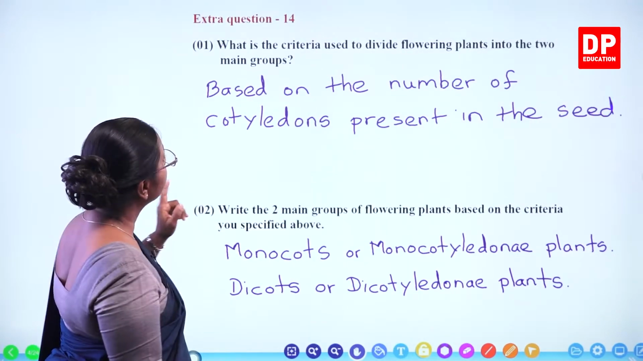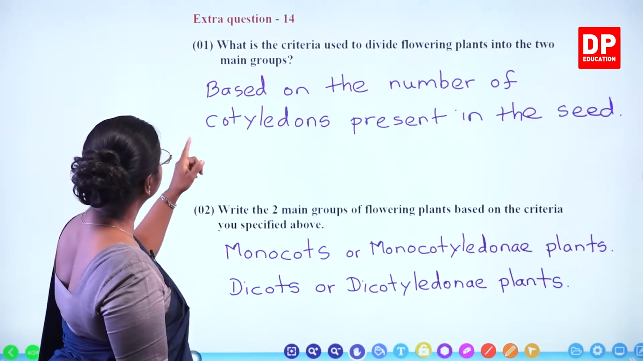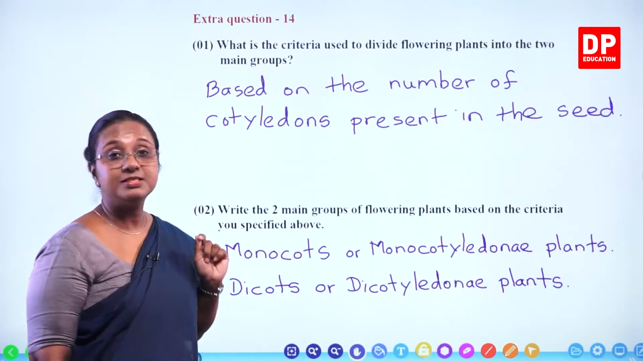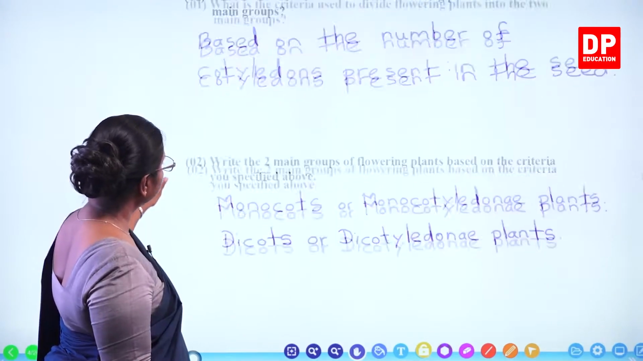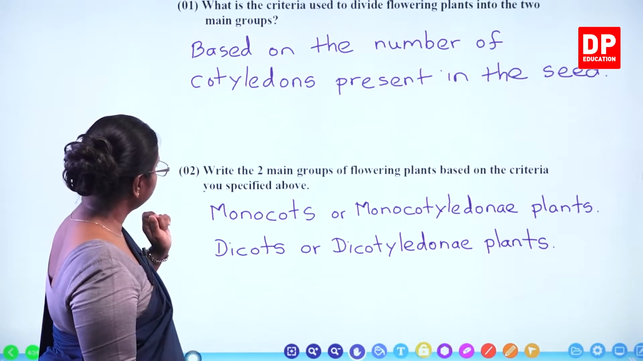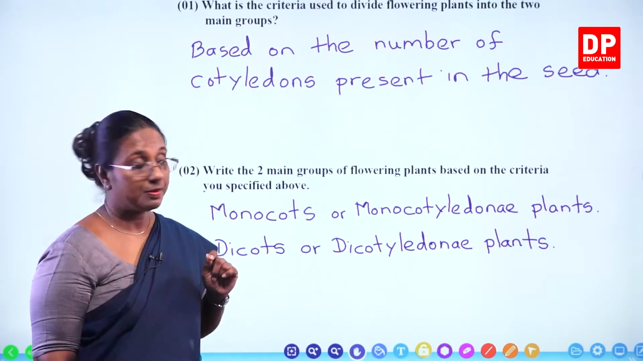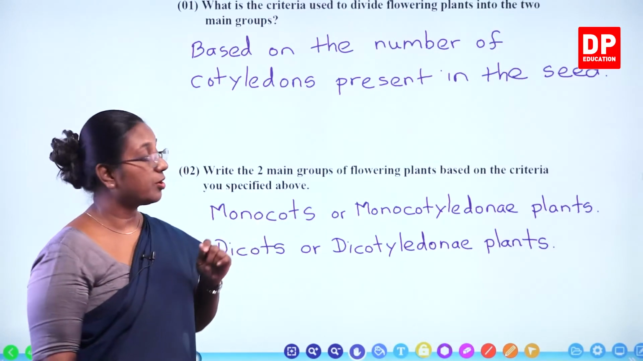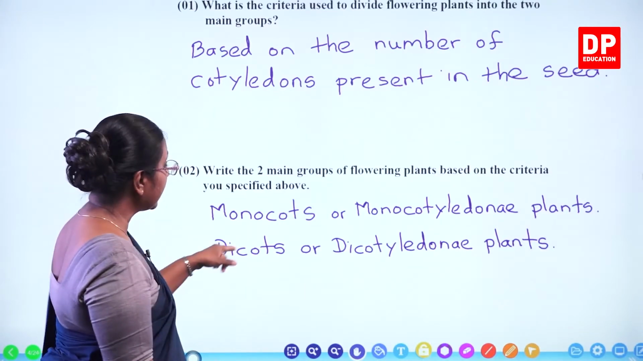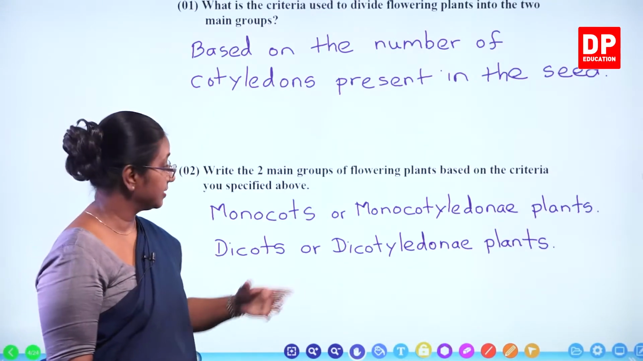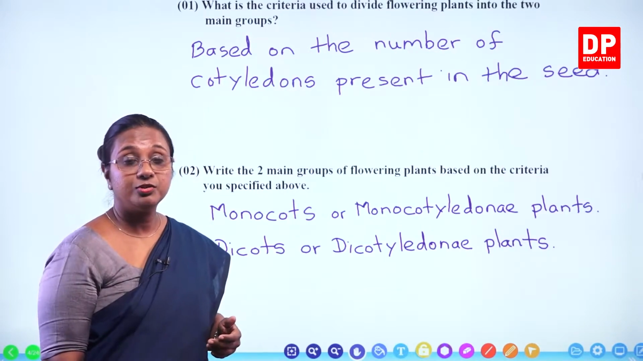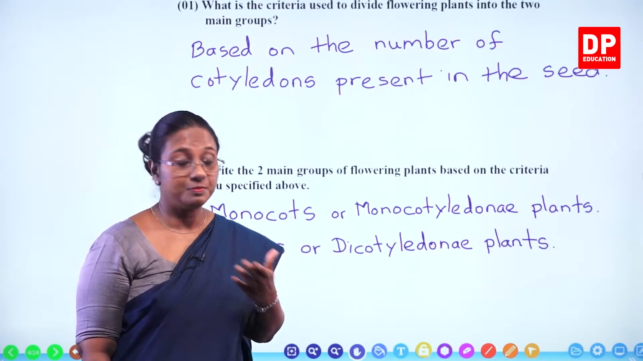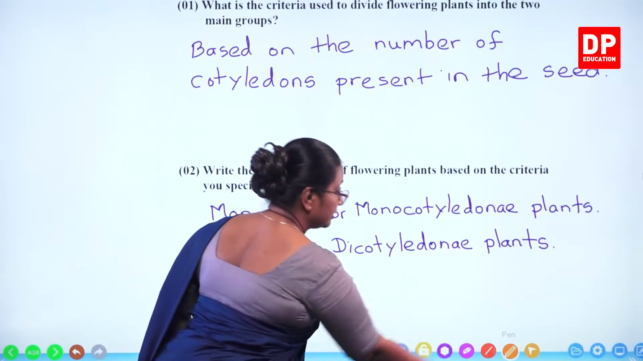What is the criteria used to divide flowering plants into the two main groups? They are divided based on the number of cotyledons present in the seed. Then we have the second part, write the two main groups of flowering plants based on the criteria you specified above. So monocots or monocotyledonous plants and dicots or dicotyledonous plants. Those are the answers, students.